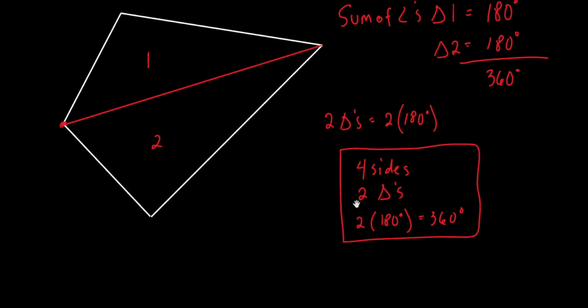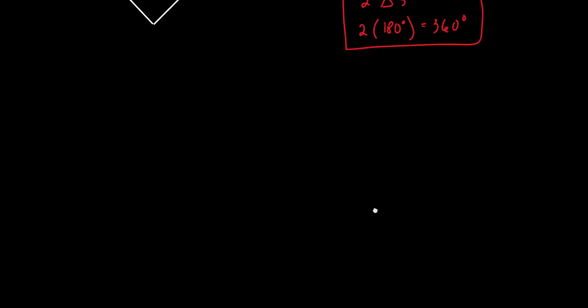So write this off to the side, not with all the pictures and stuff, but keep a list of these 3 things, all right? 4 sides, 2 triangles, 2 times 180. Everybody got that? Okay. So now I did 4 sides, a quadrilateral. What do you think my next one's going to be? Let's go 5 sides, okay?